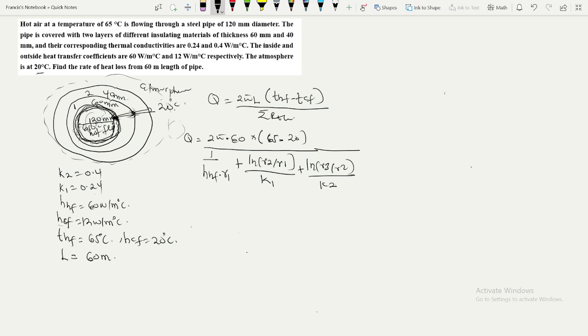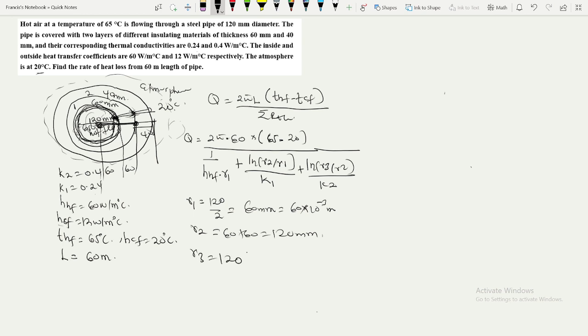Now let's find our radii. We know R1 already, right? That is the diameter of the pipe, and you're supposed to find the radius. So 120 over 2 gives us 60 millimeters, and in meters it's 60 times 10 to the power minus 3 meters. And then R2: if this is the center of the pipe, from this portion to this portion, we know from here to here to be 60, and when you add this, it's also 60. That becomes 60 plus 60, which is 120 millimeters. And then R3 is from here to here. If you know from here to here to be 120, you just need to add the 40 thickness. So R3 is 120, which is R2, plus 40, and that is 160 millimeters.